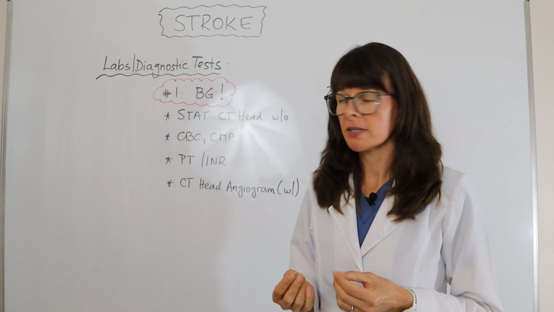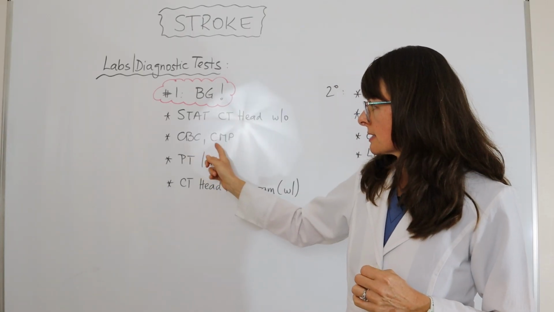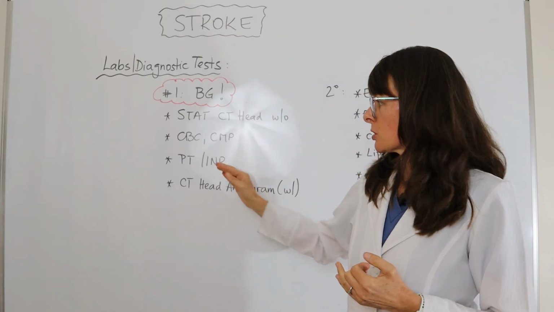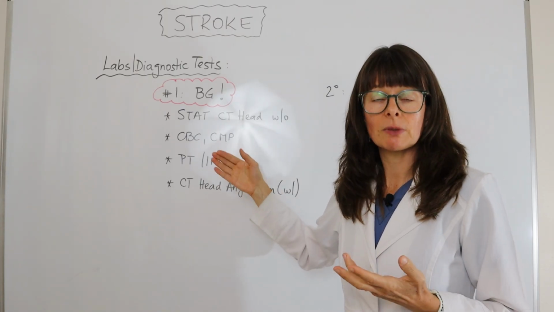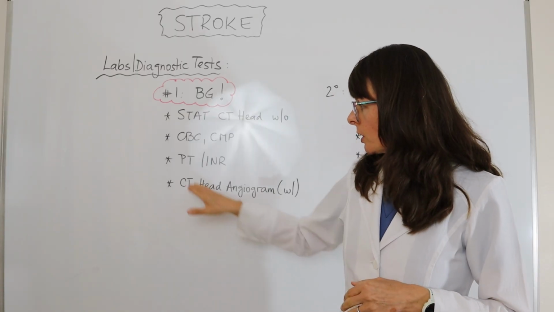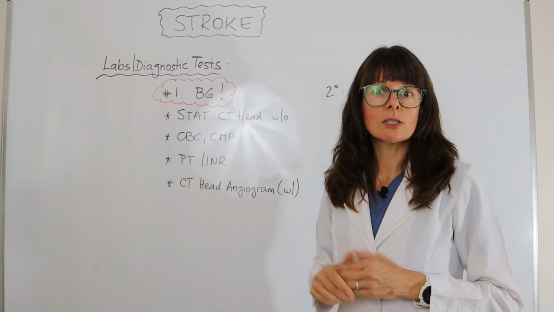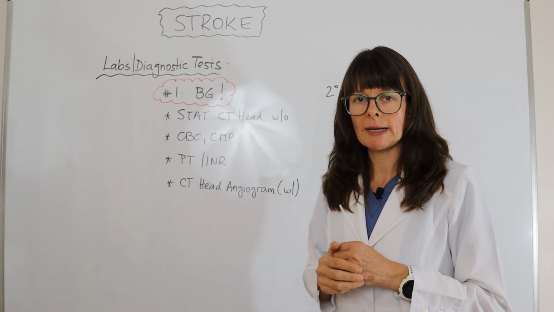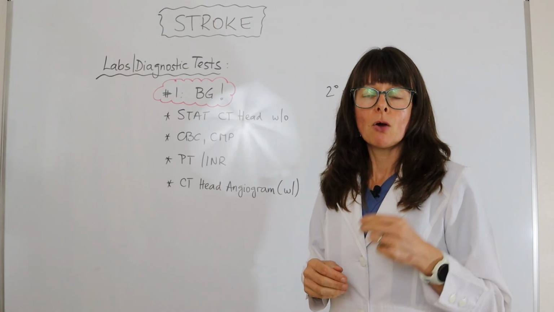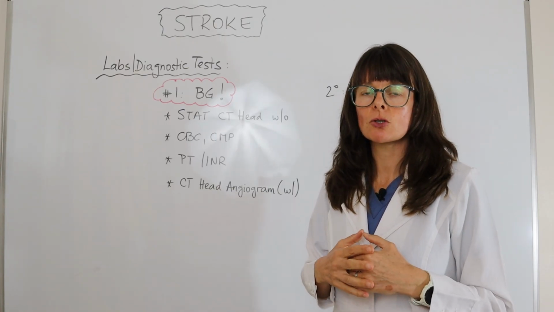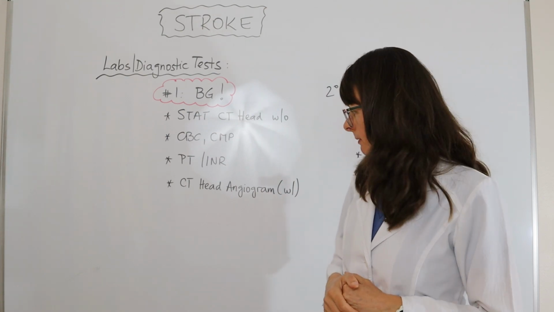is very different. We also want to check a CBC and a CMP to check their blood count, kidney and liver function, because we need to anticipate that we're going to give the patient some medications to help improve these symptoms. We also want to check their coagulation studies with PT and INR, because if they're bleeding, we need to know what those bleeding times are. And if we're going to treat them for a lack of blood flow for an ischemic stroke, then we also need to know the baseline of where we are.